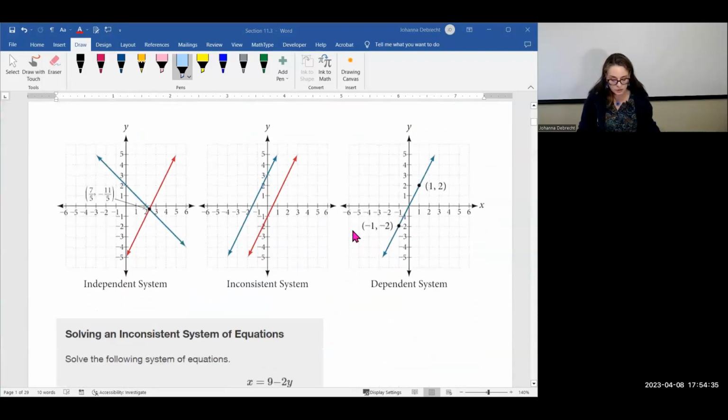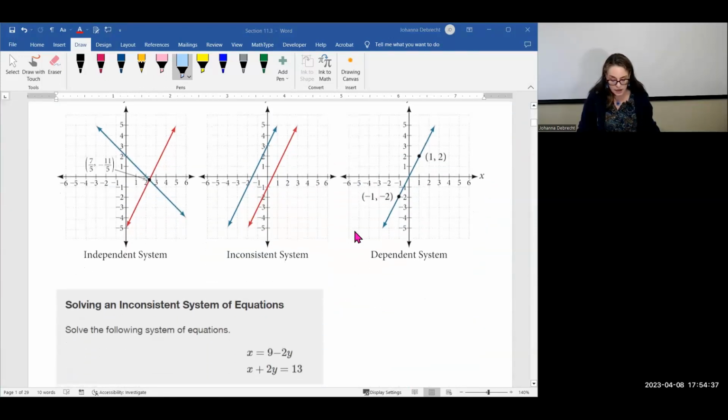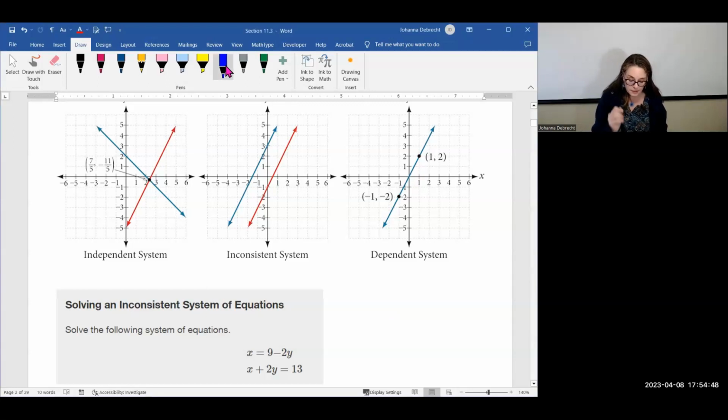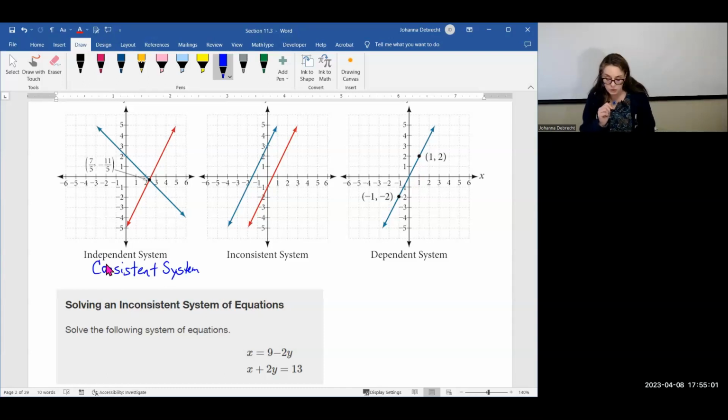Now let's move on and talk a little bit about consistent systems, inconsistent systems, independent systems, and dependent systems. It doesn't actually say in the textbook, so we should probably make that clear. An independent system is when you have only one solution. It is consistent because there's at least one solution. Anytime there's at least one solution, we say it's consistent.